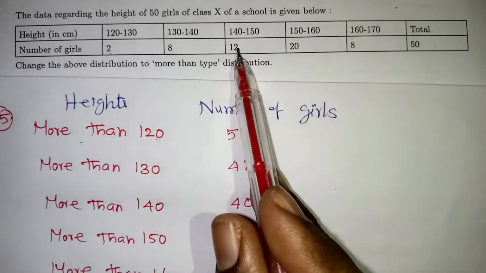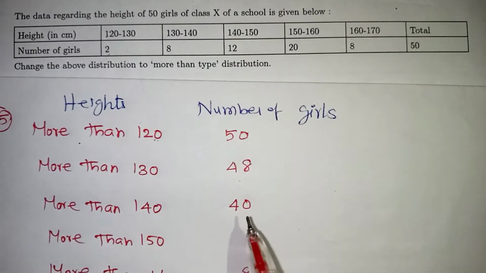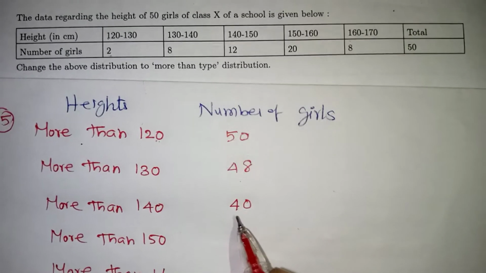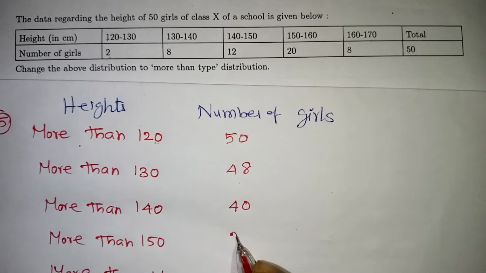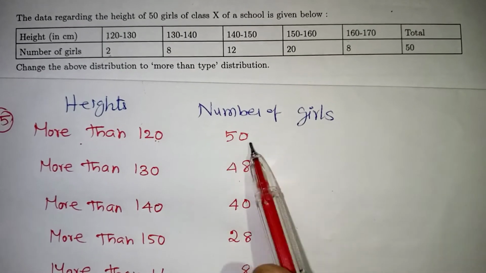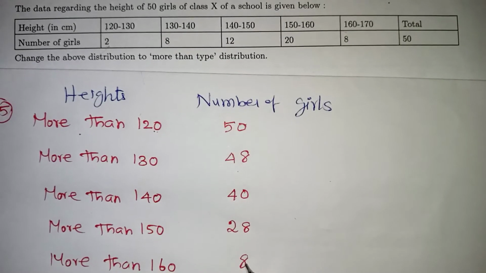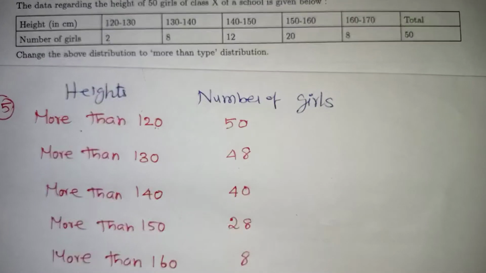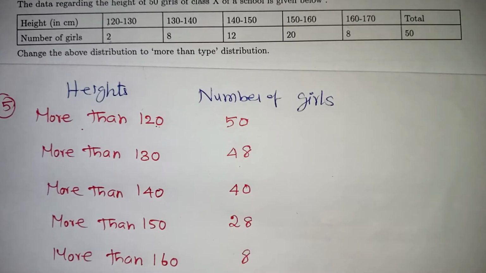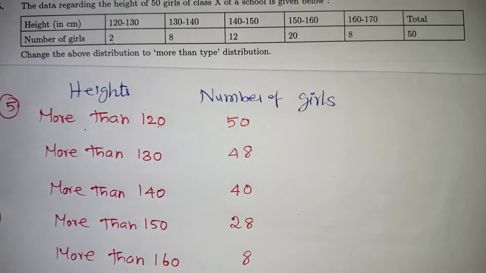Now the next number in our table is 12. Subtract the 12 from this. So 40 minus 12 will be 28. From 28 minus 20 it gives you 8. We already written this. So this is the exact more than type of distribution. Only this table is enough. That's just a 2 mark question.